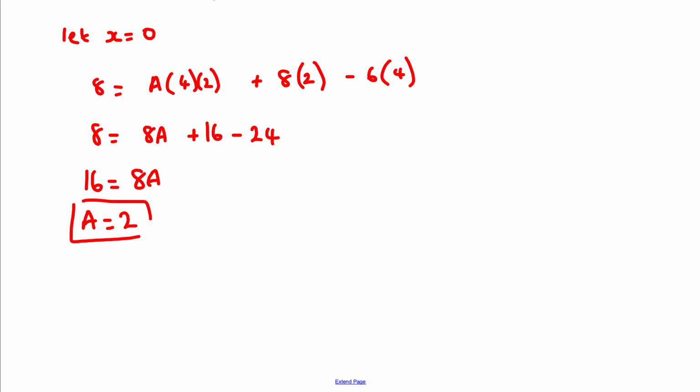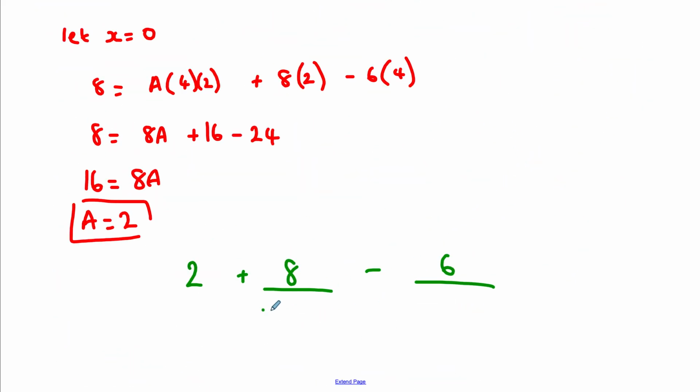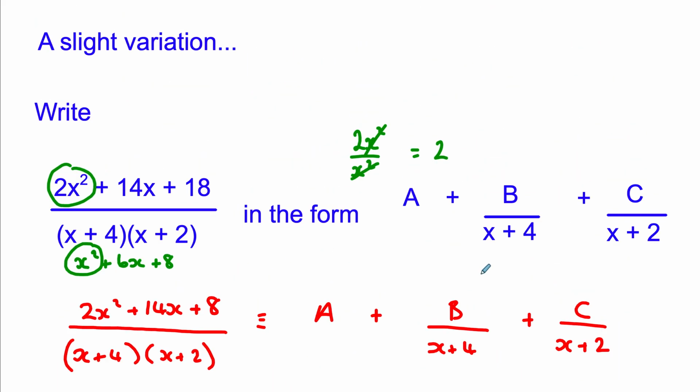So we've got all the information we need now. The final answer is the 2 plus the 8 over the first bracket and minus the 6 over the second bracket, so that's x plus 4 and x plus 2. And again, if you've got time in an exam, I would always recommend that you actually work that out. You add them back up together and check that you do have what you should have from the original question.